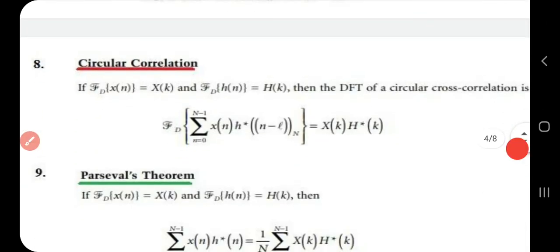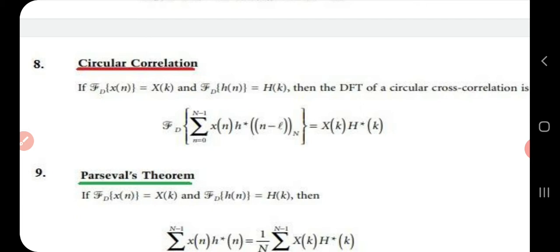Next is circular correlation. If DFT of x of n equal to X of k and DFT of h of n is equal to H of k, then DFT of circular correlation is given by the expression DFT of summation over n equal to 0 to N minus 1 x of n h of n minus l, modulo N, star is the complex conjugate, equal to X of k, then H of k, star is the complex conjugate.